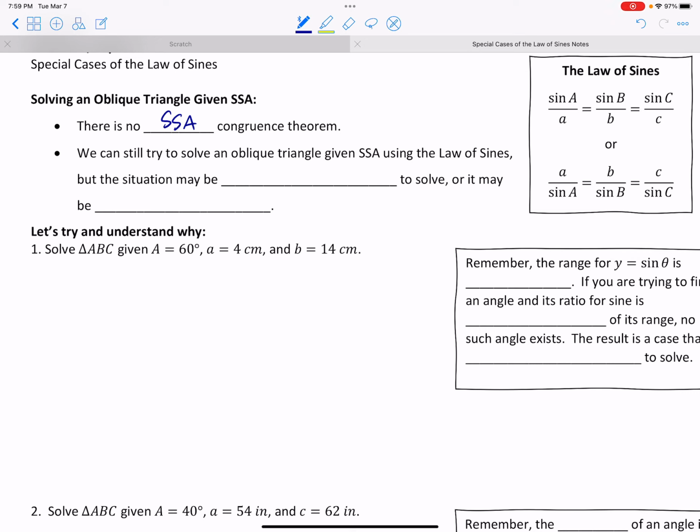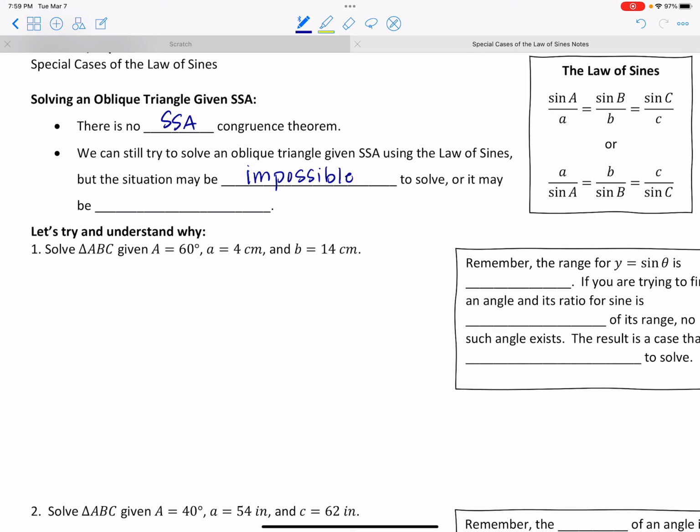In fact, we can still try to solve, okay, when we use the law of sines to try and solve a side-side angle, it may be the case that we end up with a situation that's impossible to solve. So sometimes it just isn't going to happen. And so I'm going to show you when that's going to occur and what to look for there. And it may also be the case that there are two different triangles that could be formed. And we call that the ambiguous case because it's not exactly clear what our missing information is supposed to be.